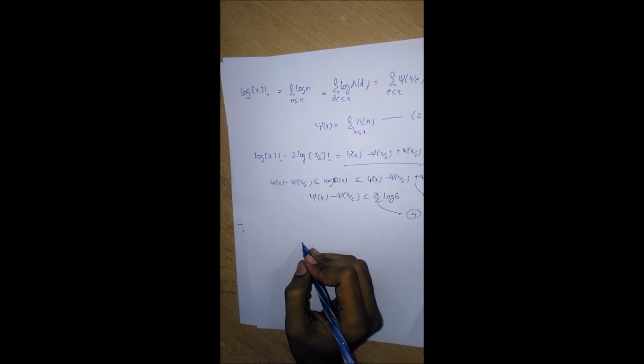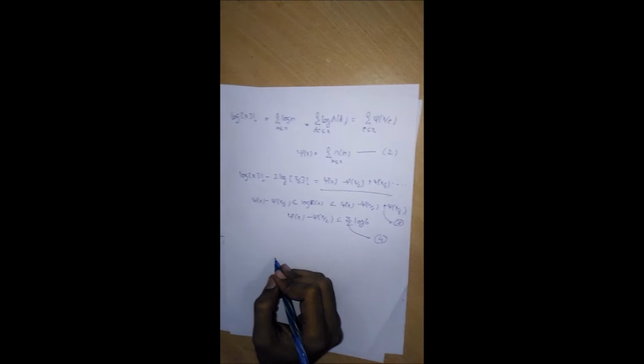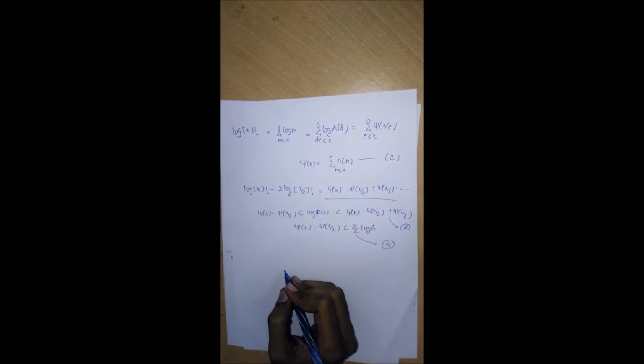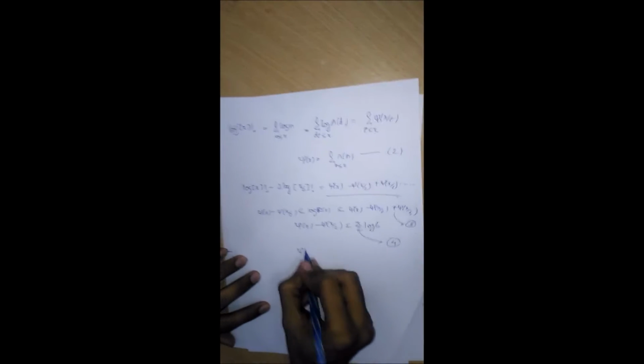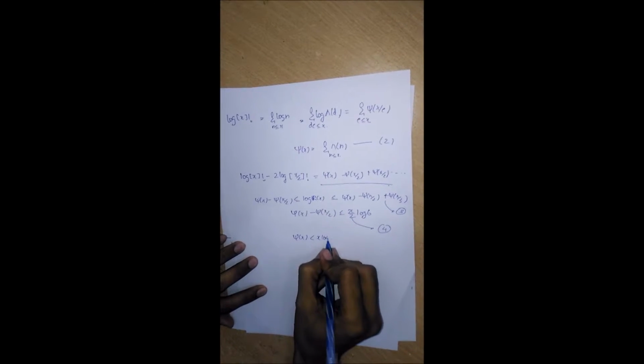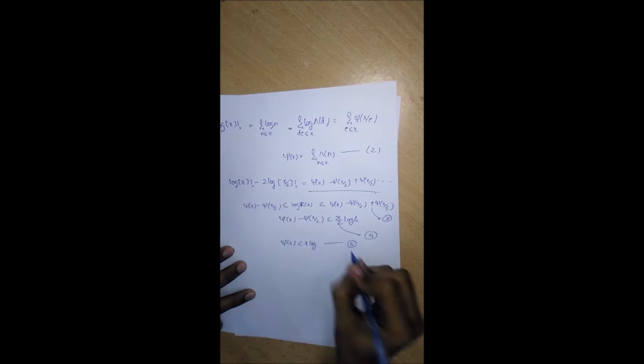Changing x to x by 2, x by 4, x by 8 in the above equation and adding up all the inequalities, we get psi of x less than x log 6. I'll call this result as 5.